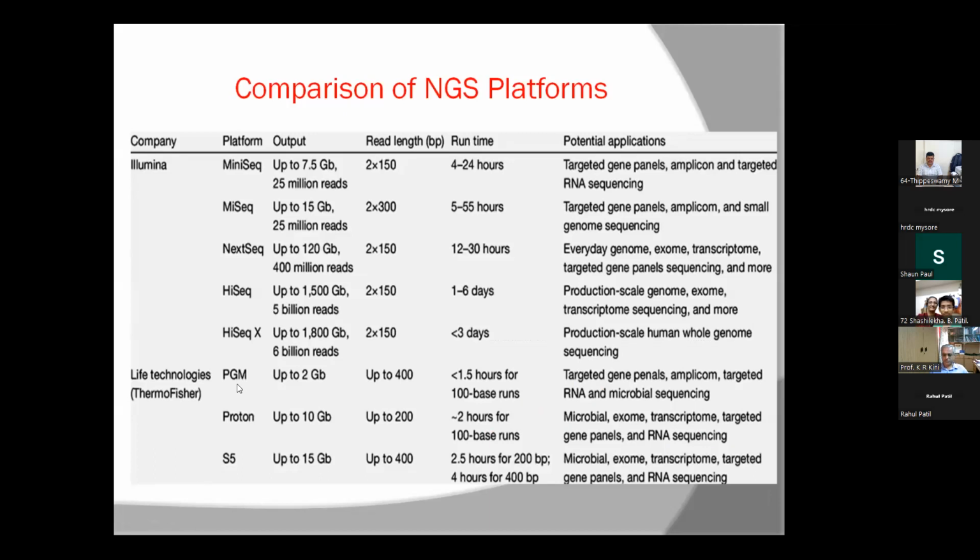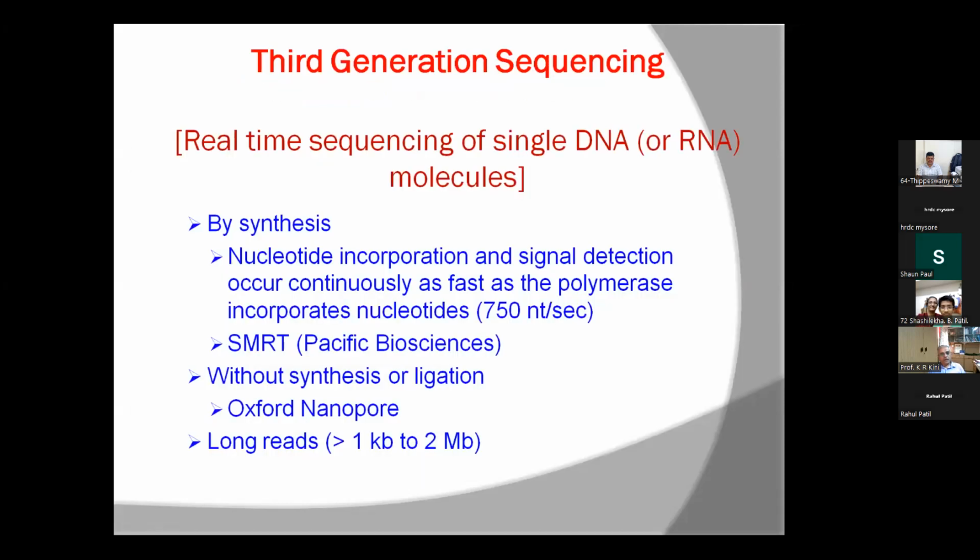Personal Genome Machine, it's a small benchtop genome sequencer, and this can do up to 2 GB. An Ion Proton system can go up to 15 GB. Illumina, they have got a series of different machines, MiniSeq, MiSeq, like that. And these are various potential applications. You can do exome sequencing, targeted gene panels, microbial sequencing, transcriptome sequencing, all those sequencing can be carried out by this. So that was about the second generation sequencing.